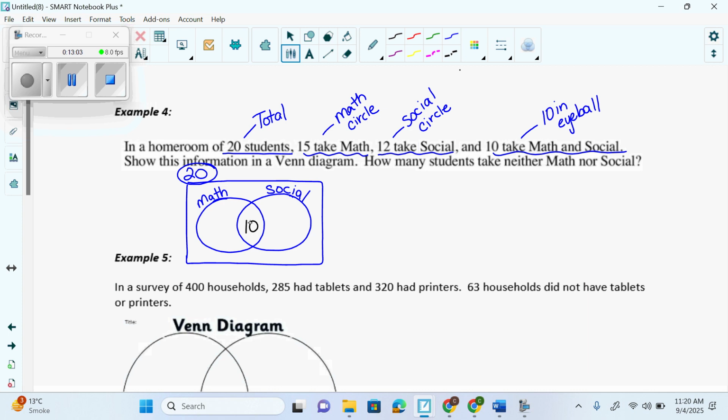So when I say that 15 took math in the math circle, if I put, do not do this because it's wrong, if I put a 15 here, how many took math? 25. Did 25 take math? No. So I don't put a 15 here. What do I put here? 5. Now when I look in the math circle, it has 15, correct? So if I don't start off with that middle, I don't know how many to take off. That's my 15. Make sense?